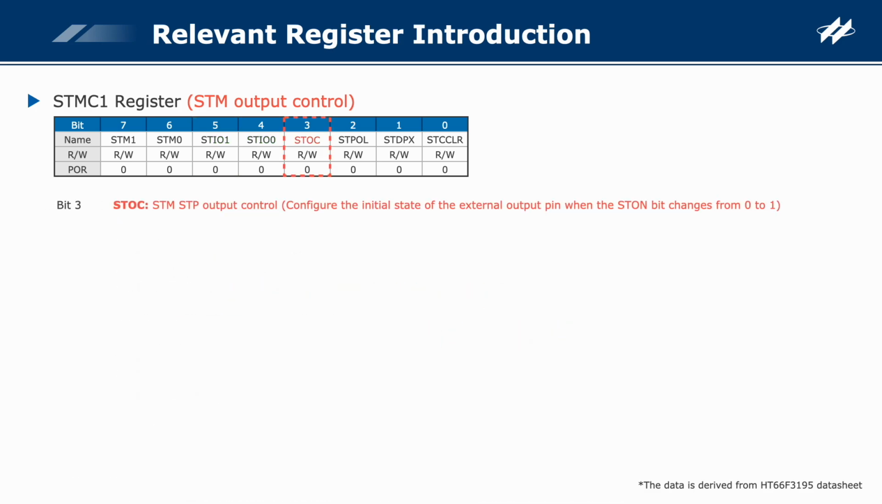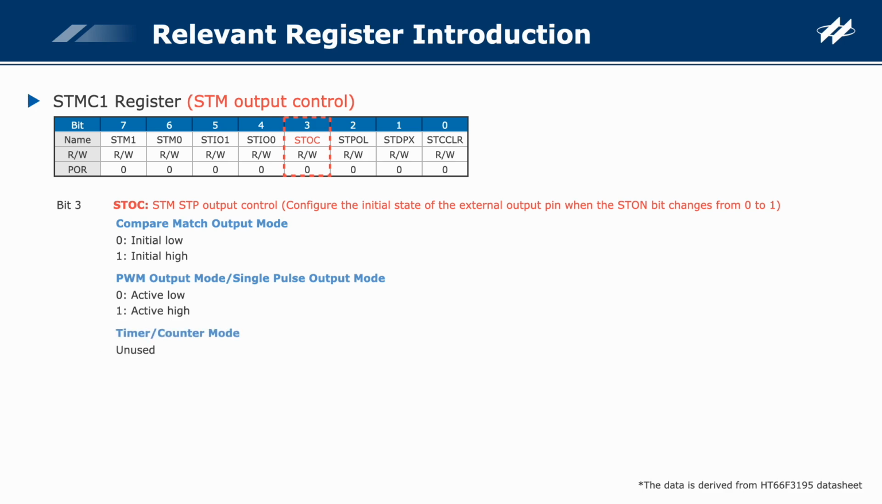Next, let's take a look at the STOC bit. It is used to configure the initial state of the external output pin when the counter starts counting, that is, when the STON bit changes from 0 to 1. In the compare match output mode, the initial level can be selected as high or low. In the PWM output mode or single pulse output mode, the control waveform can be selected to be active high or active low. This bit is invalid in the timer counter mode.